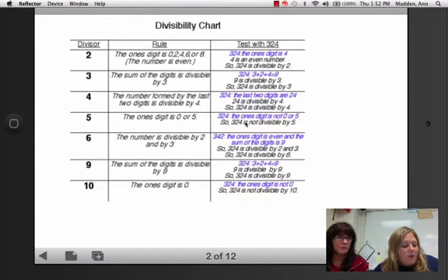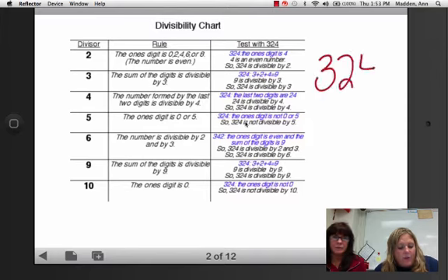All right, so knowing those rules, let's test it with the number 324. That way you might be able to understand these rules a little better. So I'm going to write down the number 324. We're going to see if the number is divisible by 2, meaning can I divide 324 by 2 and get 0 for my remainder?